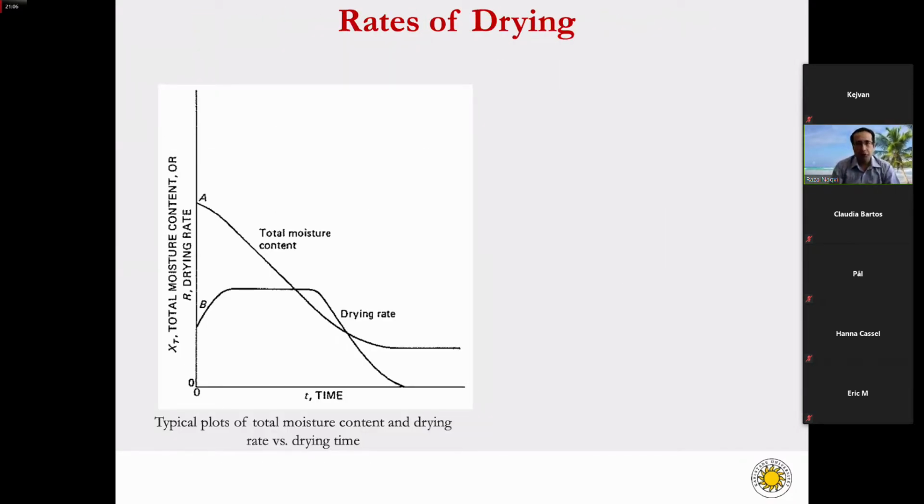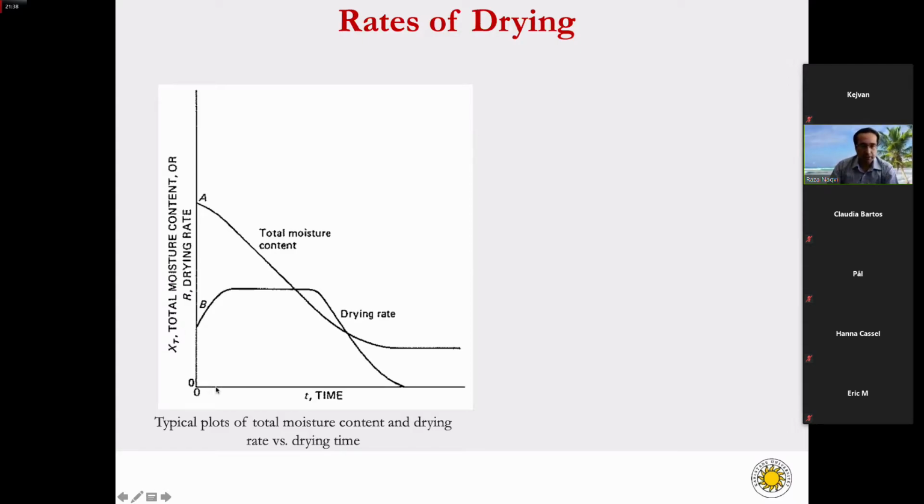Now I would like to show you some curves that we use in rates of drying. These are typical plots of total moisture content and drying rate versus the drying time. Curve A is the total moisture content. As time passes with the drying operation, the total moisture content rapidly decreases and then becomes constant after a certain period of time. Curve B is for the drying rate.